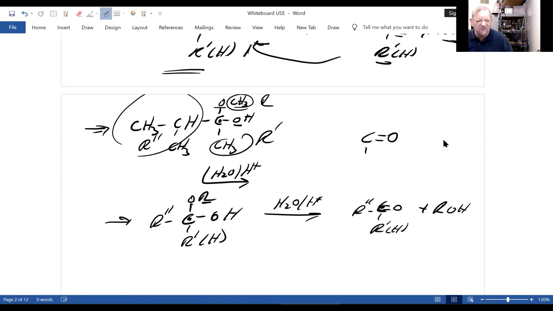Double bond to oxygen. What's R? Methyl, R prime. Methyl. What's R double prime? Isopropyl. Remember, you don't break carbon-carbon single bonds. And I'll have the second molecule right here, R is methyl.